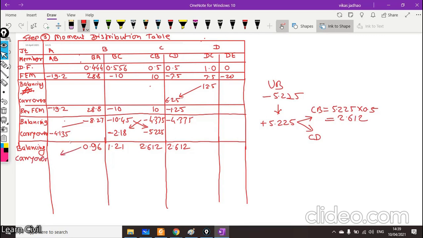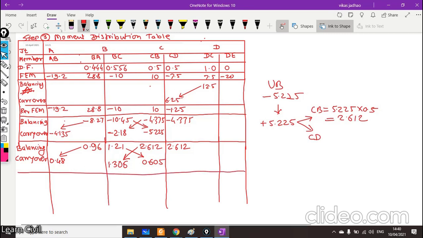So half of this moment will be transferred here. So it will be 0.48, that is 0.96 by 2. Half of this will be transferred here, half of this will be transferred here, so that will be 0.605. Half of this moment will be transferred here. Okay, so this will be 1.306. Okay, 306.